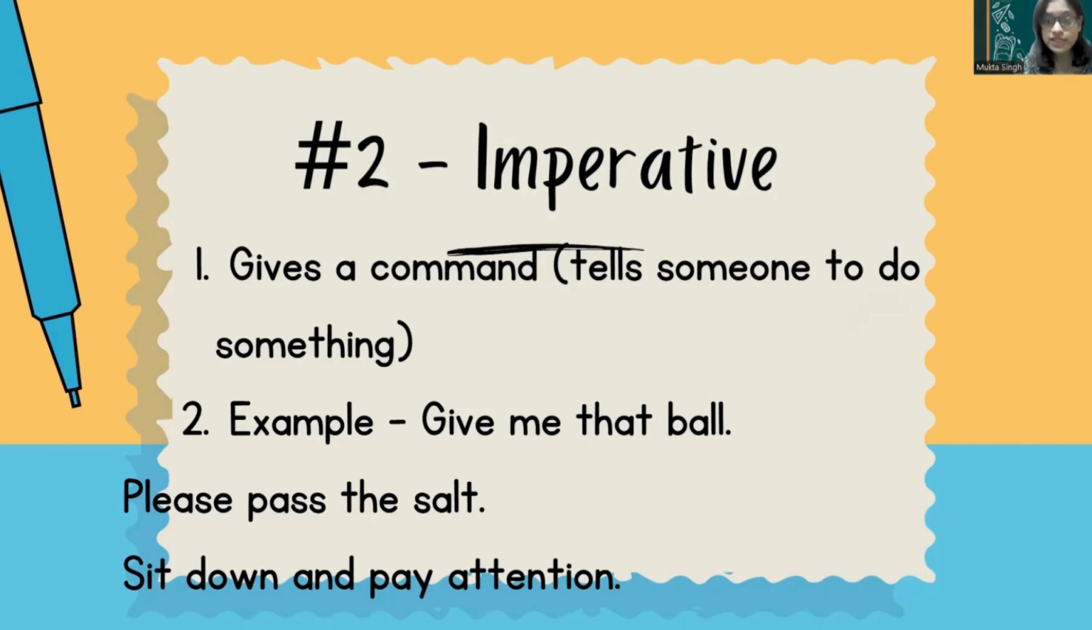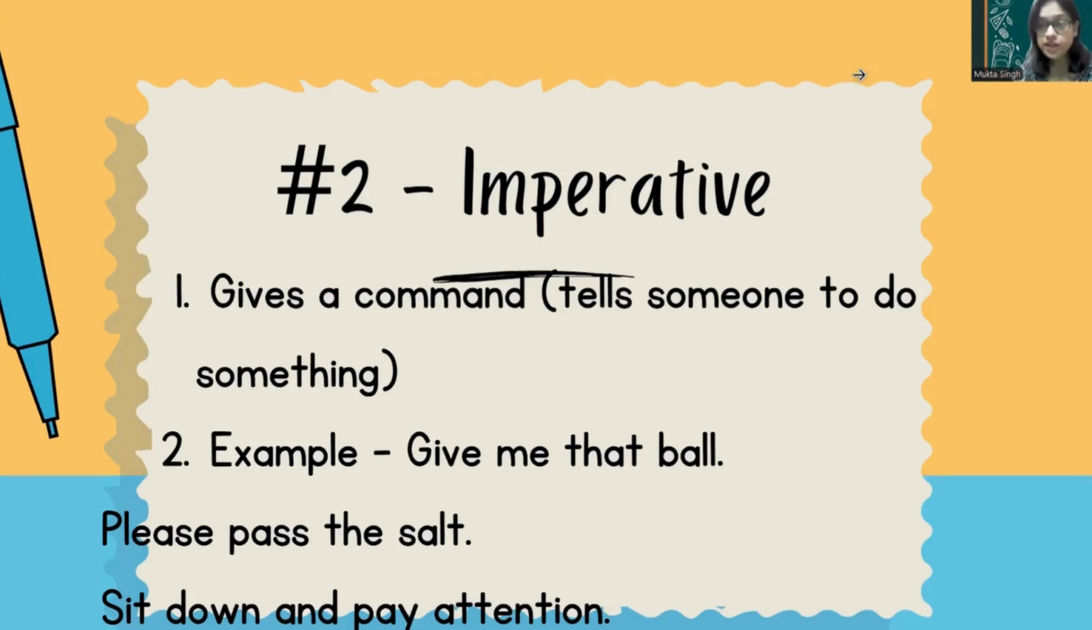For example, in sentences like, give me that ball, please pass the salt, sit down and pay attention, close the door when you leave. Now notice that all of these sentences begin with an imperative verb, which tells us to do something. Now, imperative sentences end with a period, but they can also end with an exclamation mark when you're saying it strongly.